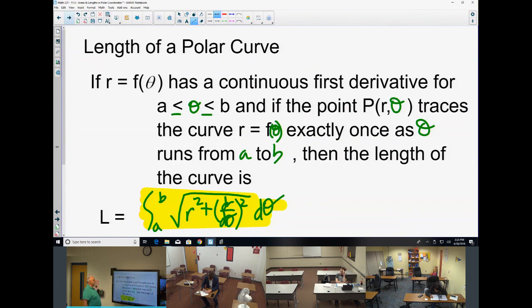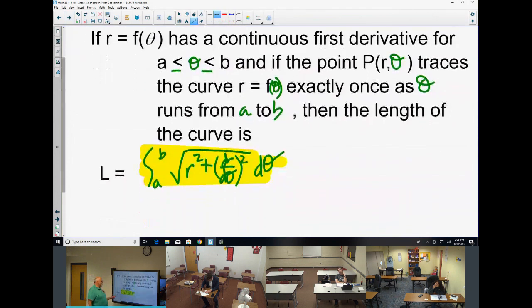So it says if r is equal to a function of theta, it has a continuous first derivative for theta in between a and b, and if the point (r, theta) traces the curve exactly once as theta runs from a to b, then the length of the curve is L equals the integral from a to b of the square root of the function squared, r squared, plus its derivative squared, d theta.